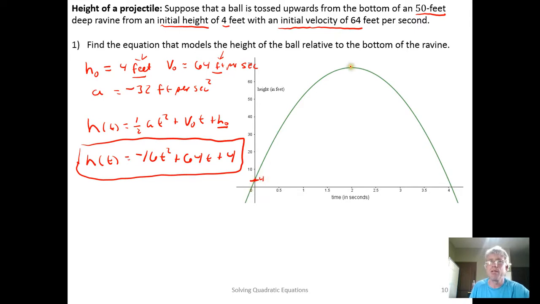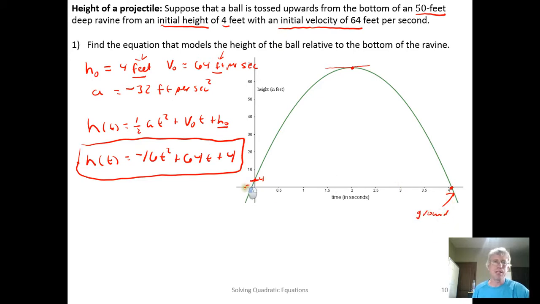There's going to be a vertex, which will represent the highest point that the ball was tossed if it were thrown upwards. If we have a situation where we initially throw something downwards, we're not going to get a vertex on the model like we do here. But if we get an upward thrown object, we're always going to have the vertex representing the highest point that the ball traveled. We've got a t-intercept here, and this t-intercept right here represents when the ball is on the ground, when it falls back to the bottom of the ravine.